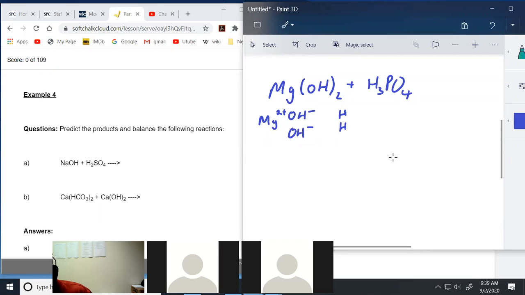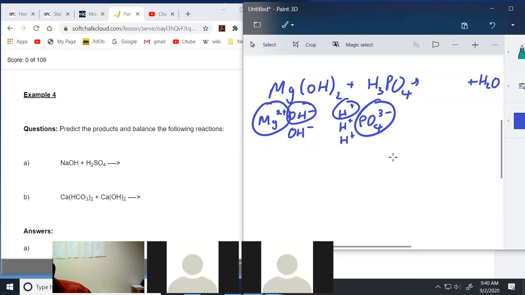And then we've got the H3PO4, which looks like this with 3 H's and the PO4. So the OH minus and the H plus are going to join together to give water. And then the Mg2 plus and the PO4 3 minus join together to give the salt.